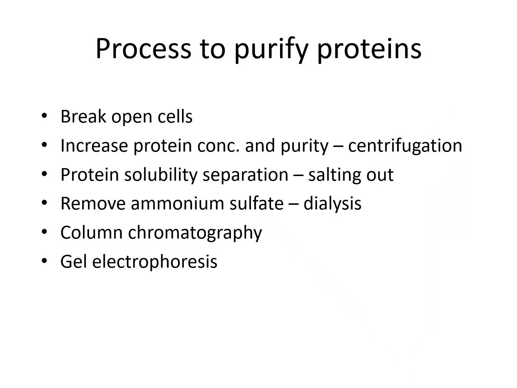And then the process to purify protein, in the beginning, is very similar to the DNA preparation. You have to collect the sample, and then you have to break open the cells, and increase the protein concentration and purity through centrifugation. Then you do protein solubility separation using the salting out method. And then you remove the salt, the ammonium sulfate, through dialysis, and then you have a column chromatography based on the different property that you want to identify, so that you can isolate the specific protein. And finally, you can run the electrophoresis to evaluate your protein quality and quantity.